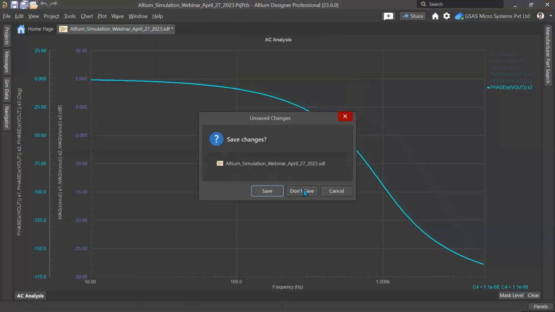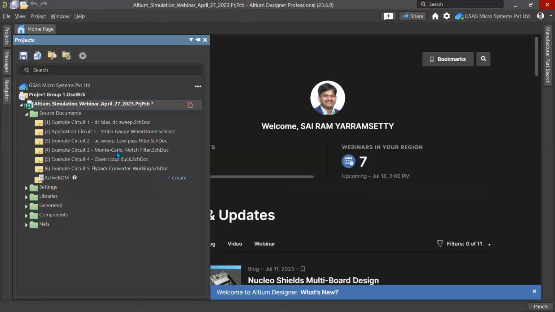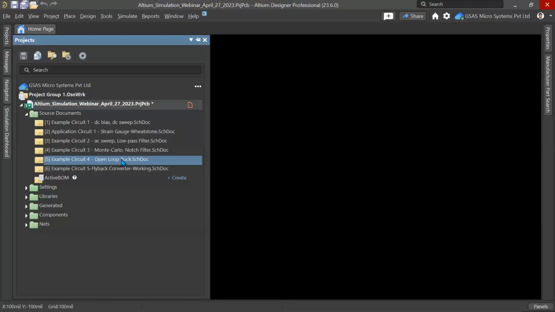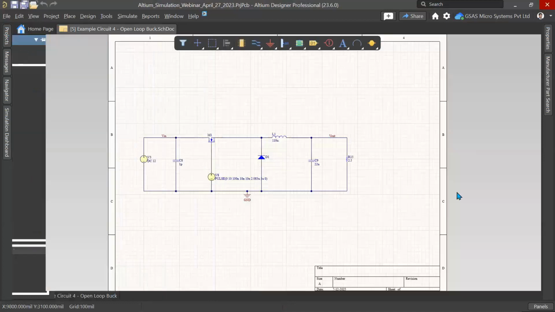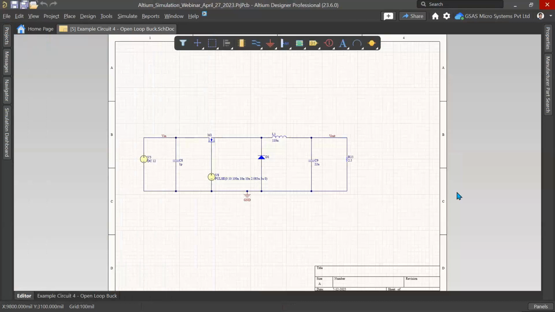Now take a look at another example, which is a buck converter. Let us say we have designed a buck converter at a specific switching frequency and specific duty cycle, and we want to know the output voltage for these input voltages. So we want to know the output by using the simulation. With simulation, you can see the performance with these values.